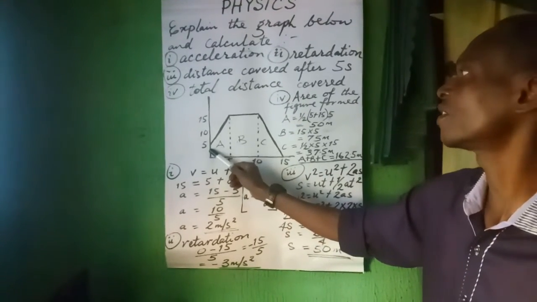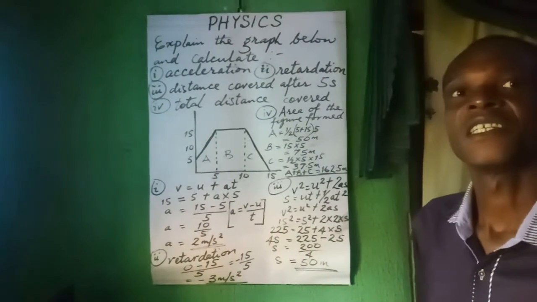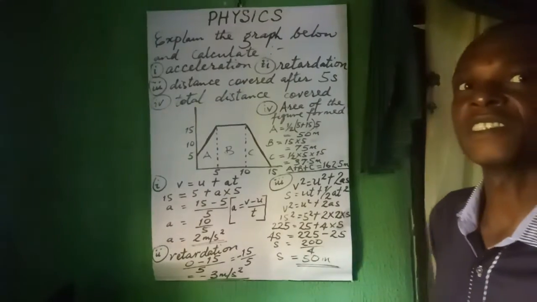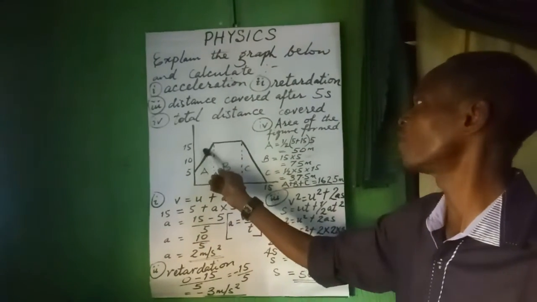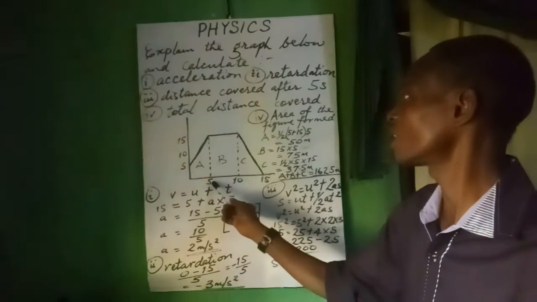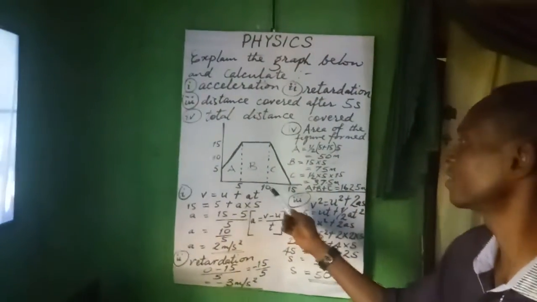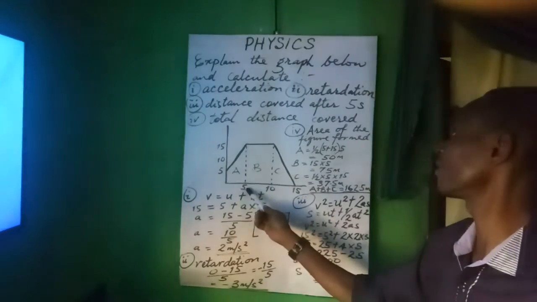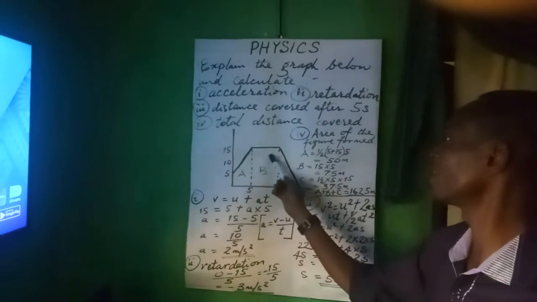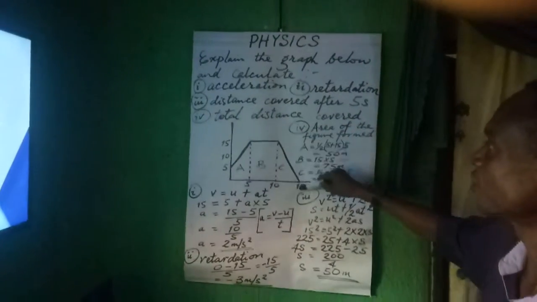It started from 5, accelerated positively to 15, the final velocity, and now had a uniform motion, constant motion, which lasted for 5 seconds. The positive acceleration also lasted for 5 seconds. So the uniform velocity lasted for another 5 seconds, which is what we have under here, and then it began to decelerate. The deceleration is what is represented under the part called C.